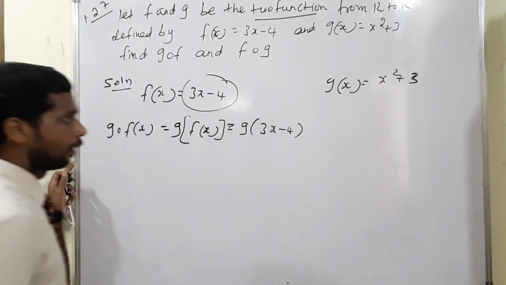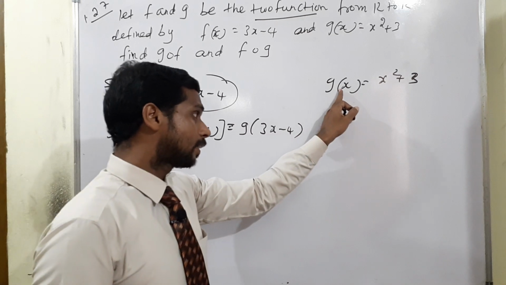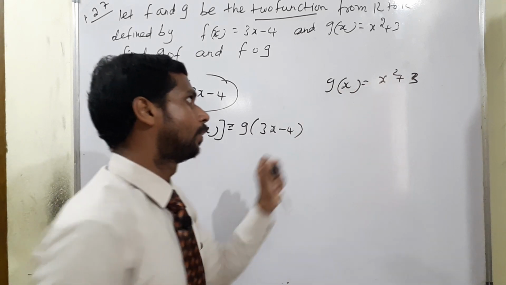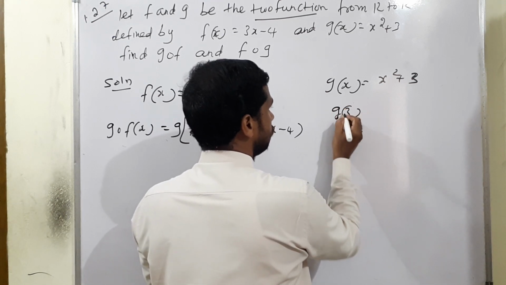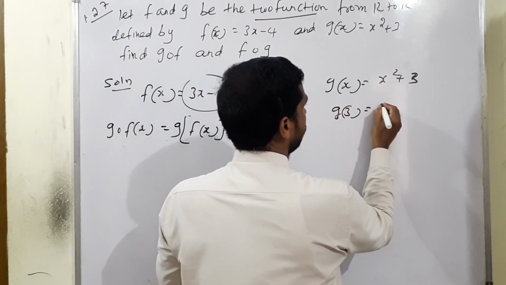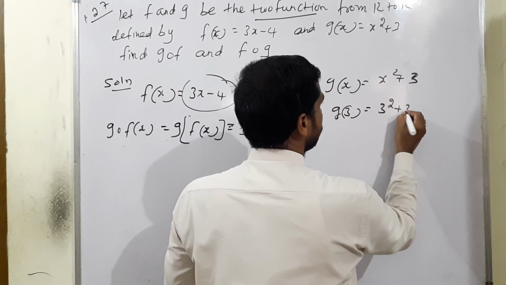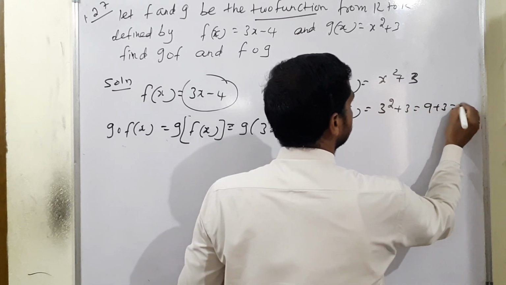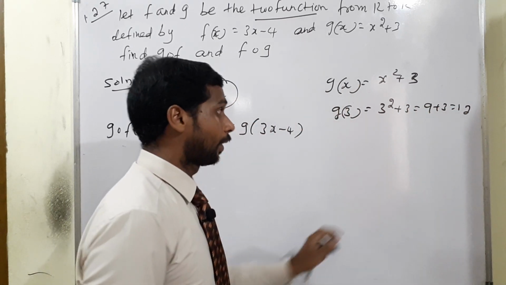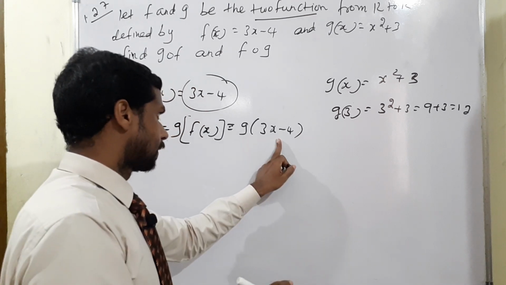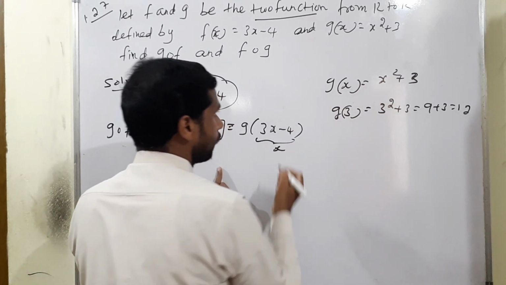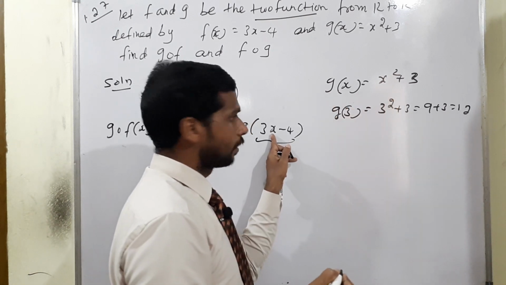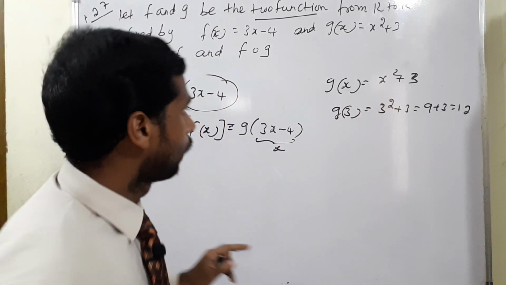Already we know g of x is equal to x square plus 3. For example, instead of x, g of 3 means what will happen? Here we can write 3 square plus 3, 9 plus 3 is equal to 12. Here g of x has the condition x square, therefore this whole term is considered for x, which means instead of x we can write 3x minus 4. So, what will happen?